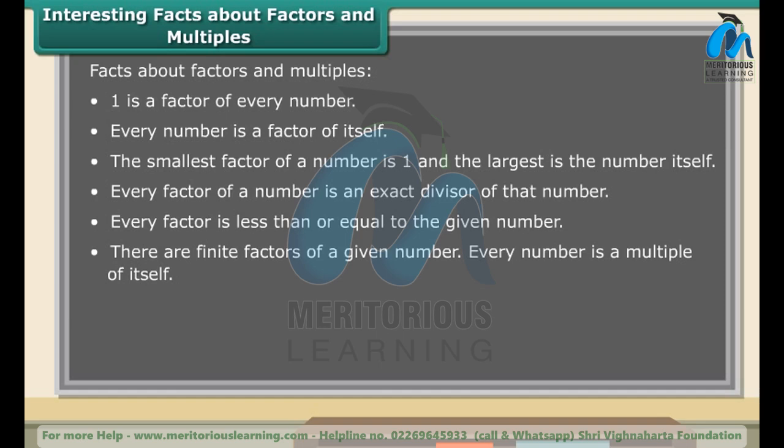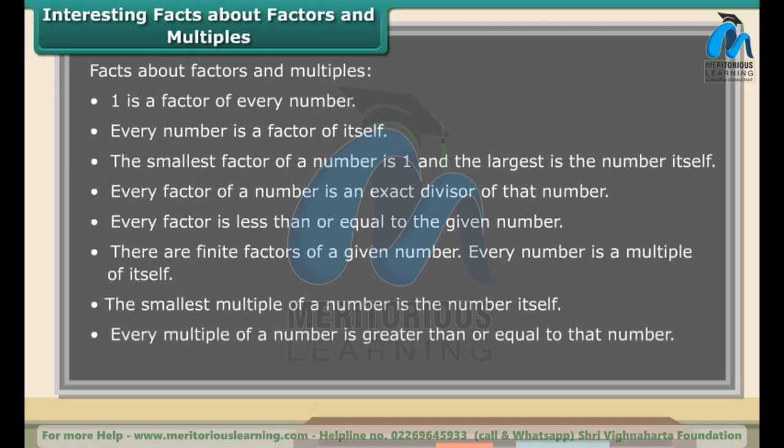Every number is a multiple of itself. The smallest multiple of a number is the number itself. Every multiple of a number is greater than or equal to that number. There are infinite multiples of a given number.